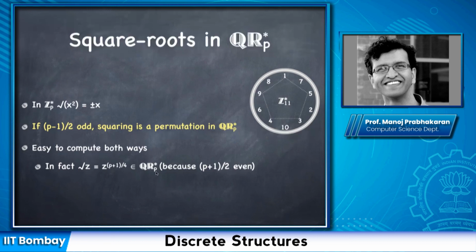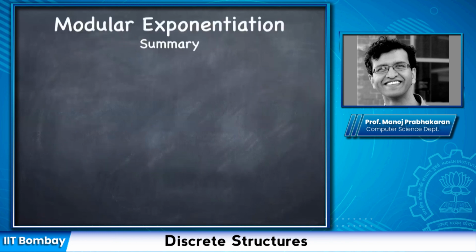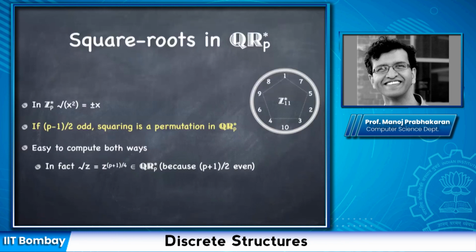And QRP star is closed under multiplication. So you would get that this element is in QRP star. On the other hand, if I take the square of this, I will get z to the P plus 1 over 2, sorry. And you can verify that that's equal to z. Okay, that I'll leave as an exercise.